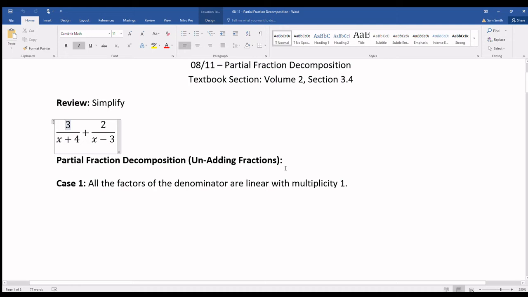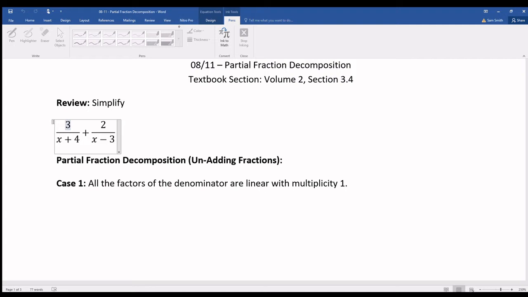So let's talk about a technique called partial fraction decomposition. And for today, just for a little while, we're going to take a step away from integrals, period, and we're just going to do some algebra right now.